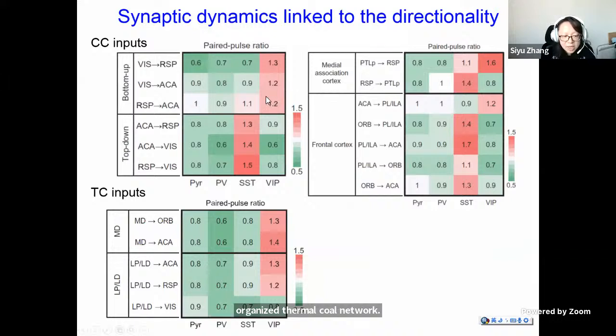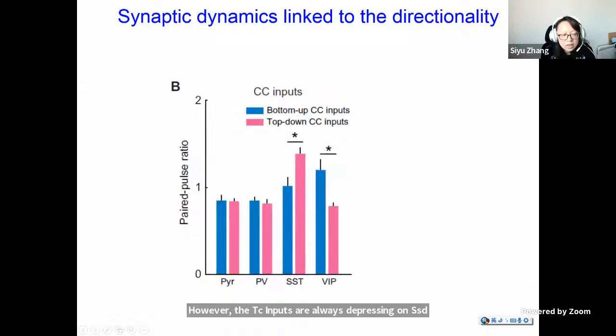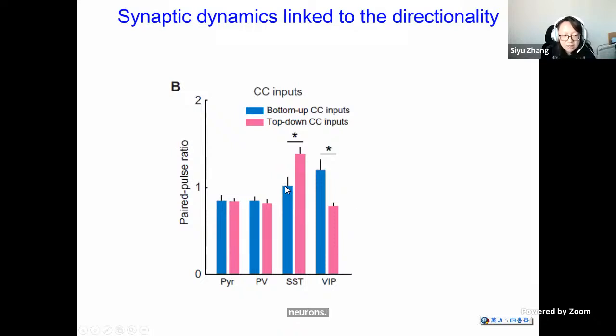Last but not least, we examined the synaptic dynamics linked to the directionality of CC and TC inputs. We can see that the bottom-up CC inputs are facilitating on VIP neurons and depressing on other types of neurons. In contrast, the top-down CC inputs are facilitating on SST neurons. However, the TC inputs are always depressing on SST neurons. Statistical analysis has shown that the bottom-up CC inputs, the blue bars, have significantly lower paired-pulse ratio, PPR, on SST neurons and a higher PPR on VIP neurons than top-down CC inputs, the pink bars.